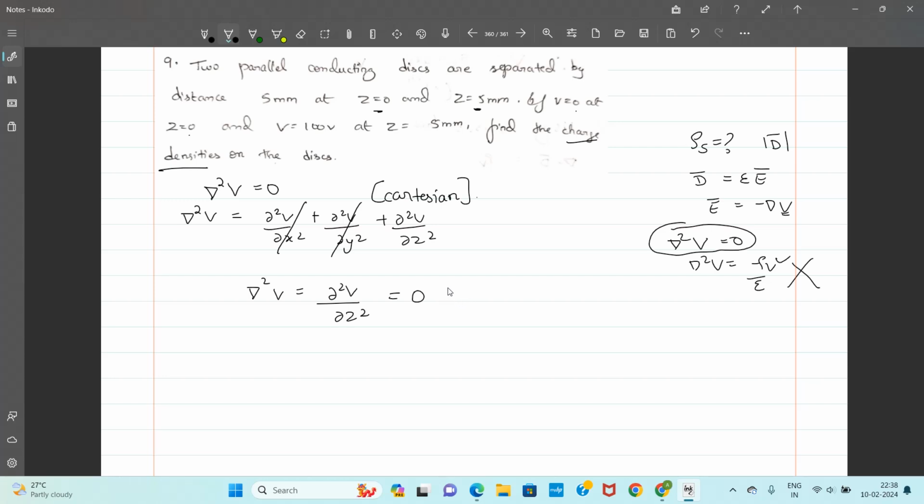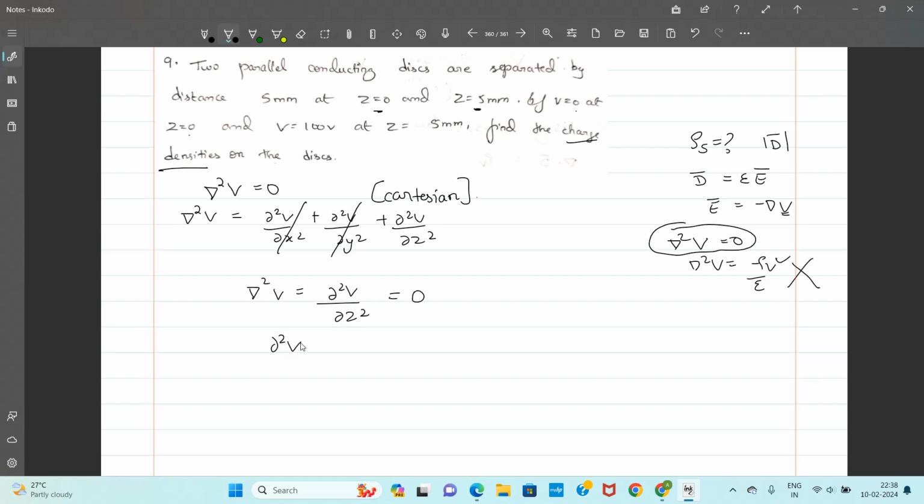First step, check whether you're supposed to use Laplace equation or Poisson's equation. If nothing is mentioned about the rho v value, then directly go for Laplace. Second, you have to check which coordinate system it is, Cartesian, cylindrical or spherical. And based on that, you have to write the del square v equation. And out of the three terms, you have to choose one of them based on the data mentioned in the question. In this case, they've given only z-axis, so I have chosen only the z-axis value for del square v. Okay, and that is equated to 0.